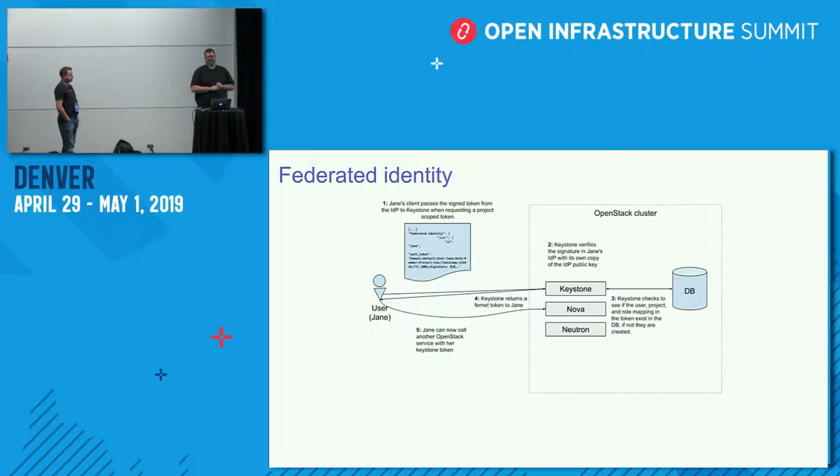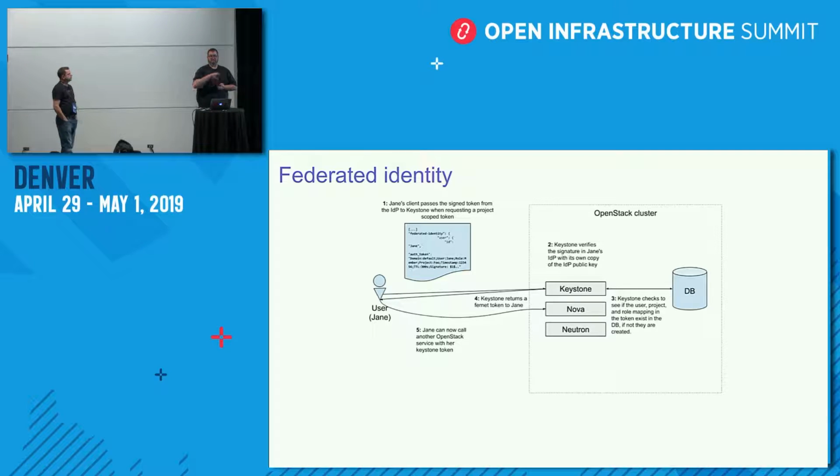It will look and see, does project foo exist? If not, create it. Does user Jane exist? If not, create her user. Does the association for Keystone role member for user Jane in tenant foo exist? And if not, it creates that.